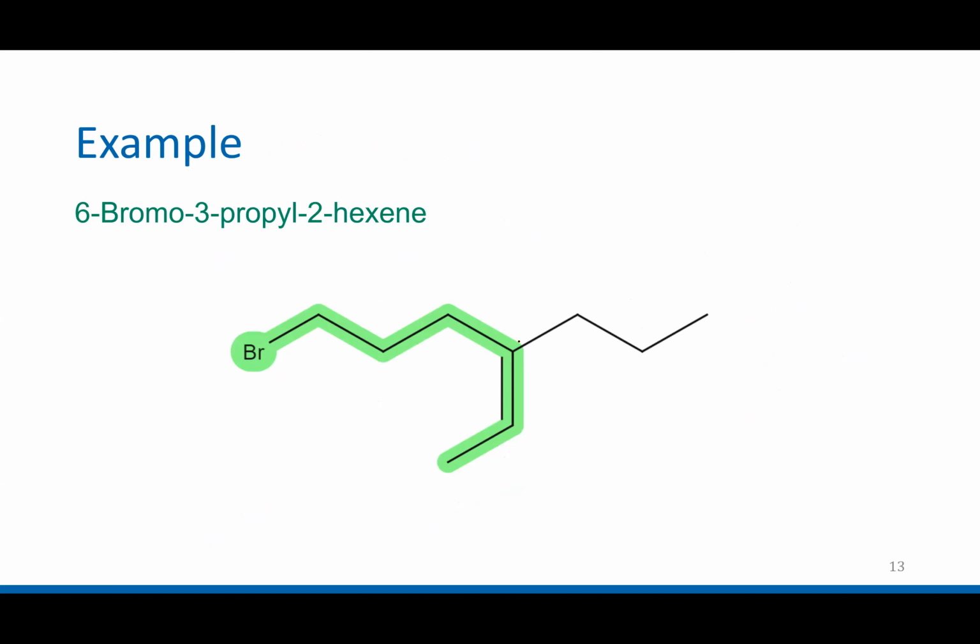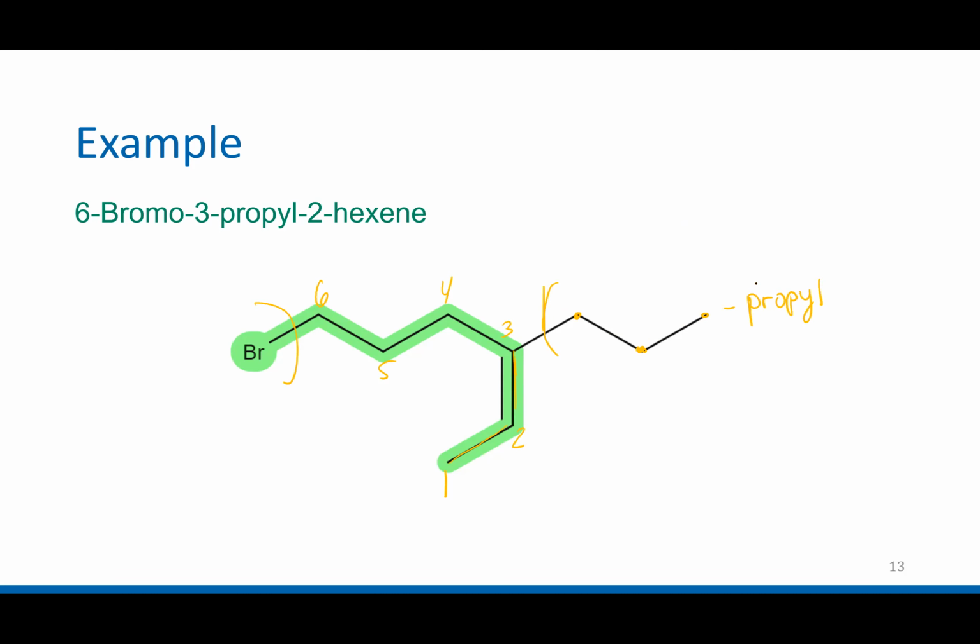Now I must have the double bond in my chain somewhere. So if I went this way, 1, 2, 3, 4, 5, 6, 7, I'm not including my double bond. So that would be very difficult to name. So let's try this. 1, 2, 3, 4, 5, 6. This will give me my bromine and my double bond in the chain. So this is pretty good. I already know the name of this group. It has 3 carbons, so this is a propyl group.